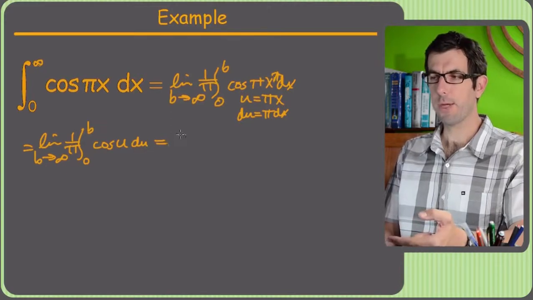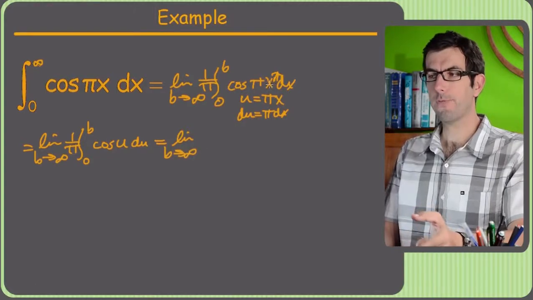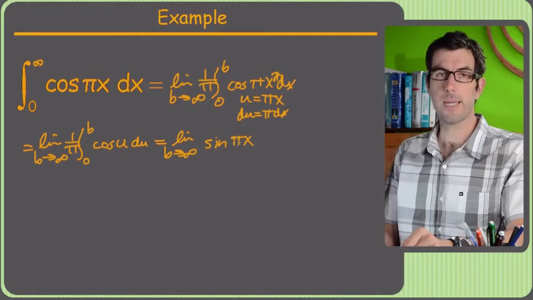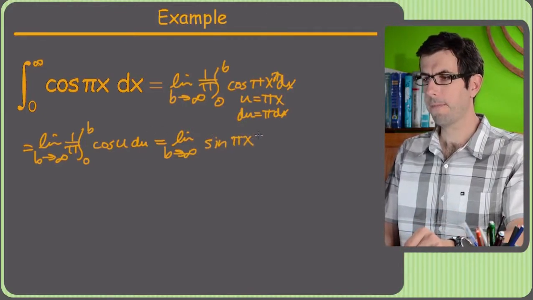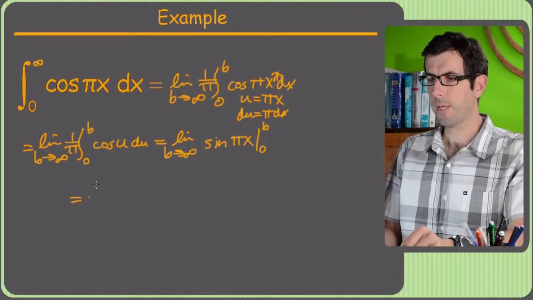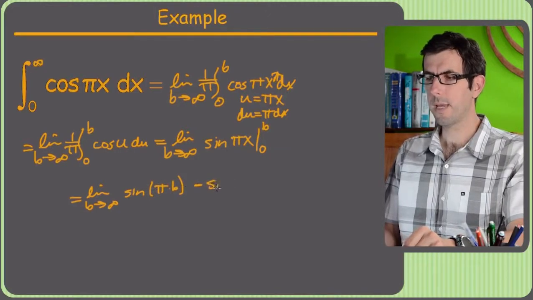I'm just writing out a step we could have done in our heads, but this integrates to the limit as b approaches infinity. The integral of cosine of x is sine x. So sine of pi x, really it's the sine of u, but then we stick it back in, so we get the sine of pi x as we go from 0 to b. All right, so this is going to be the limit as b approaches infinity. Now we just plug in our limits of integration. So it'll be sine of pi times b minus the sine of 0 times b. I'm sorry, 0 times pi.